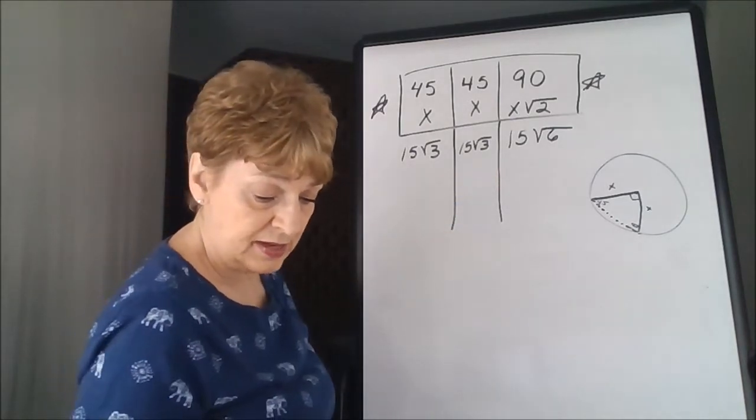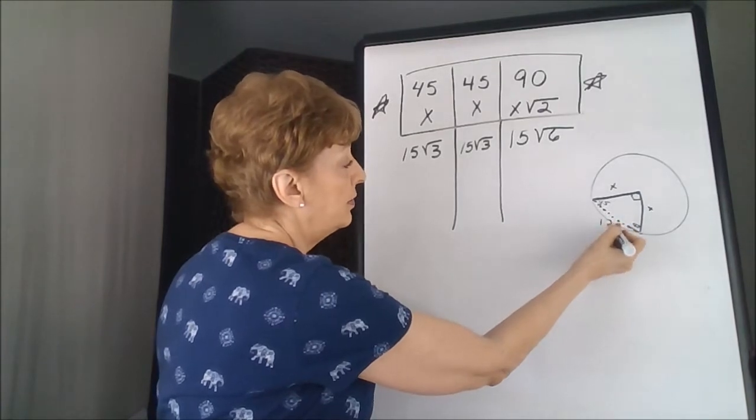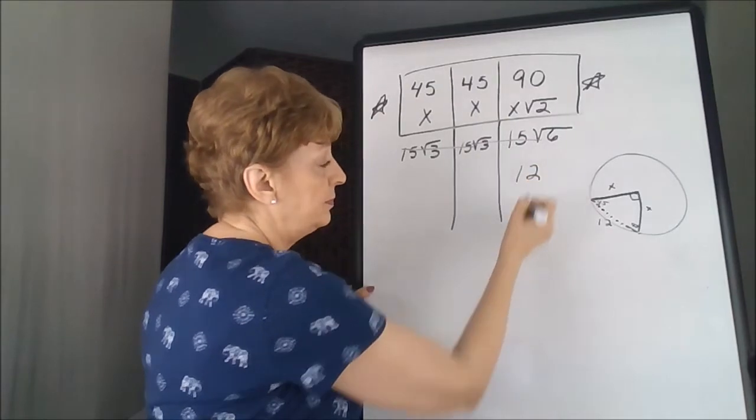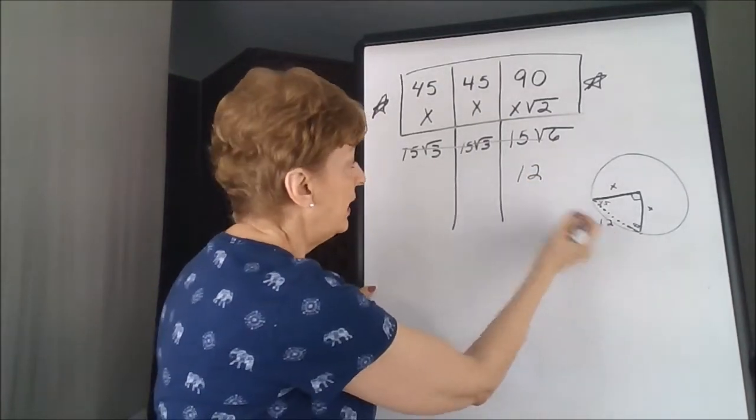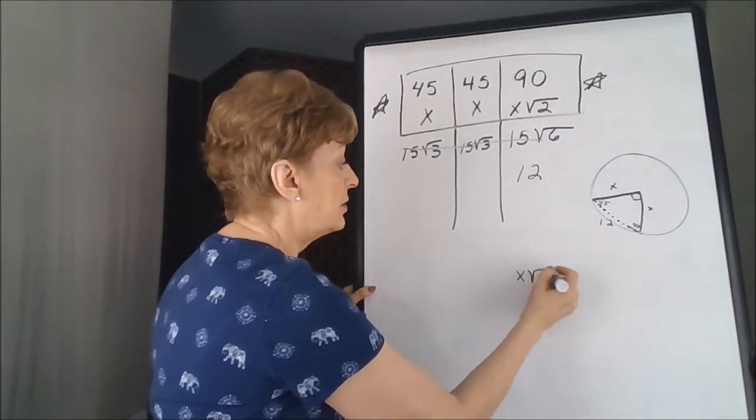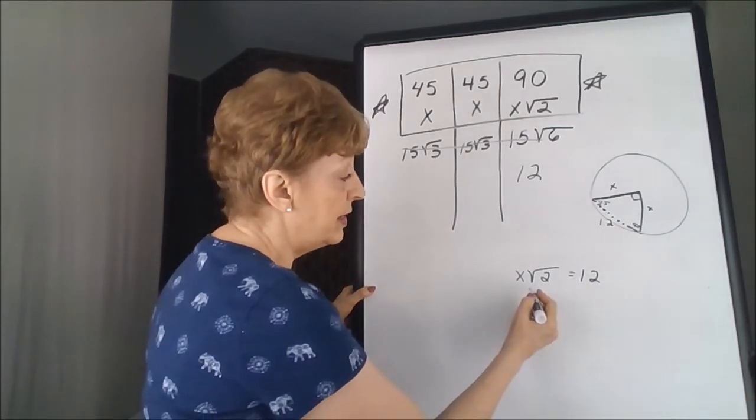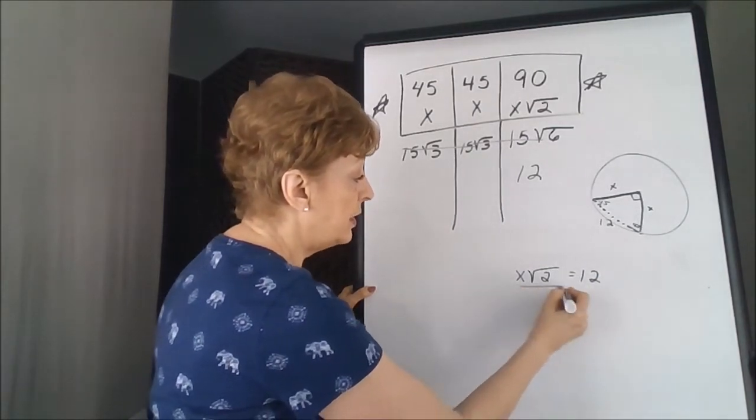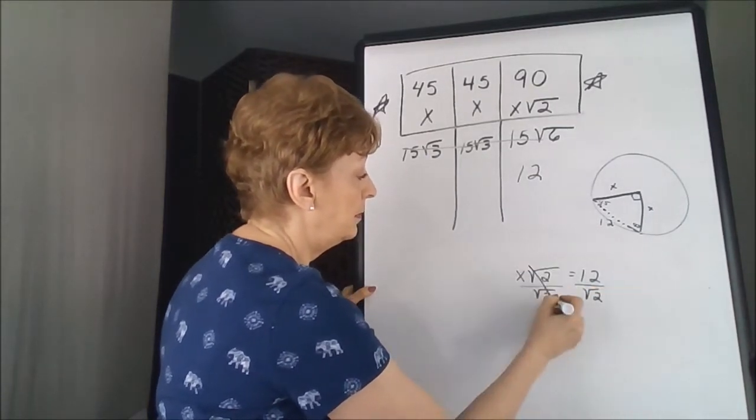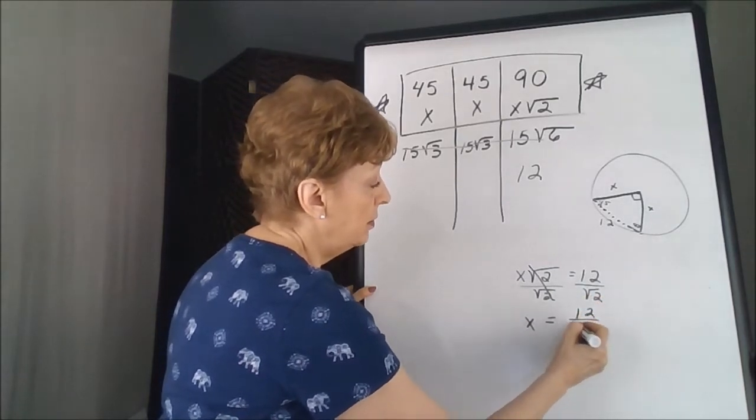Let's give ourselves another number here. Let's make this 12. The hypotenuse is 12. All right, x radical 2 is equal to 12. So if we're going to solve this for x, we're going to divide by the radical 2. x is equal to 12 over radical 2.